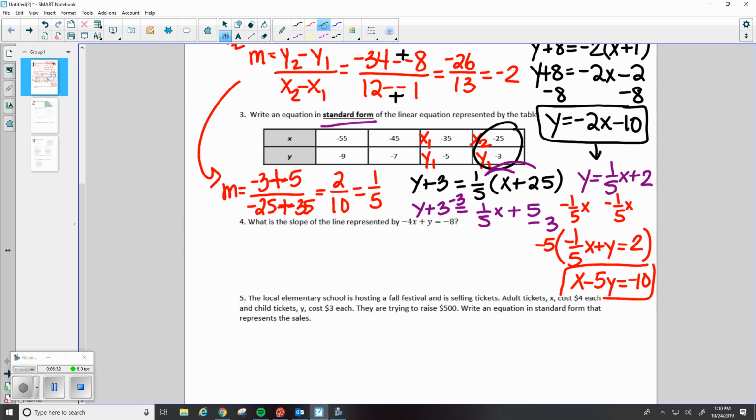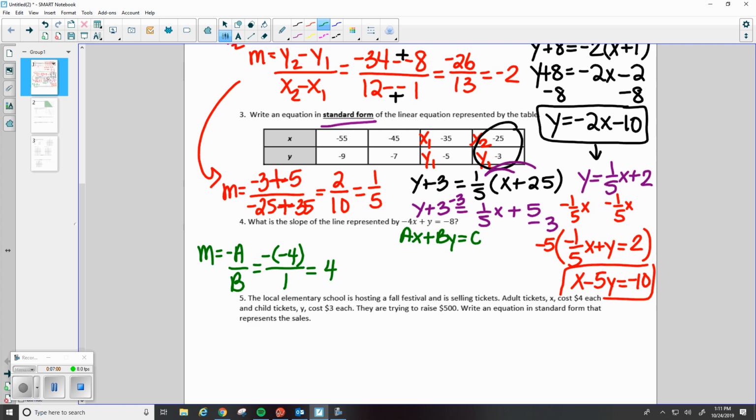The first way is to remember that slope is negative a over b. And in this equation, we have ax plus by equals c. So the a term is negative 4, so I get negative 4. And then the b term is 1. So negative 4 becomes positive 4 over 1.